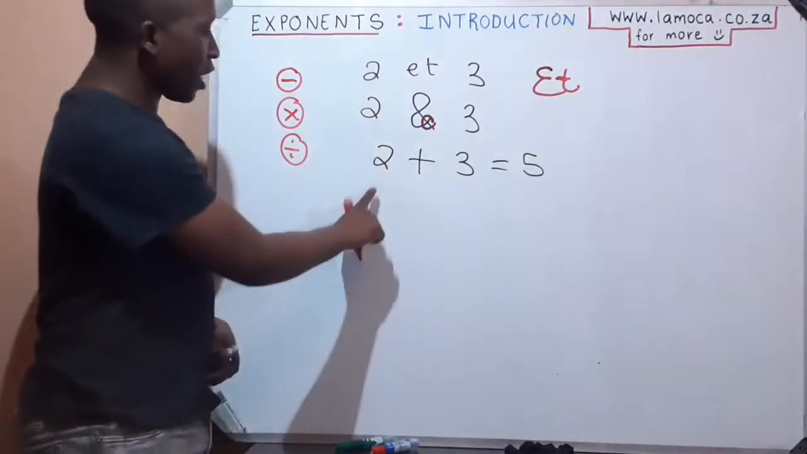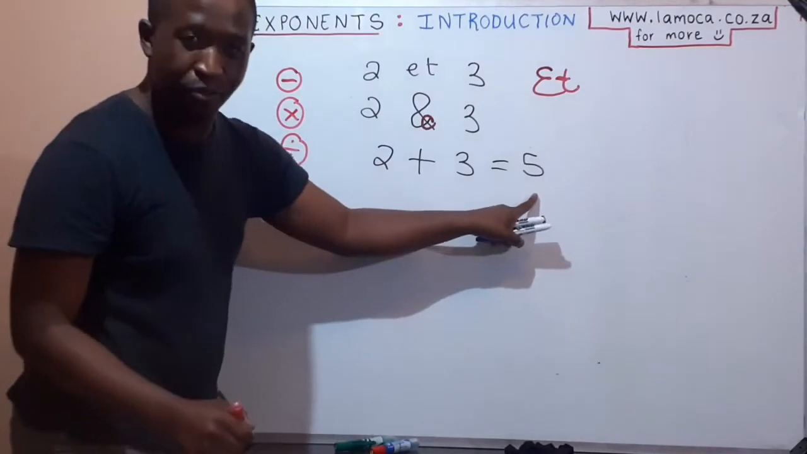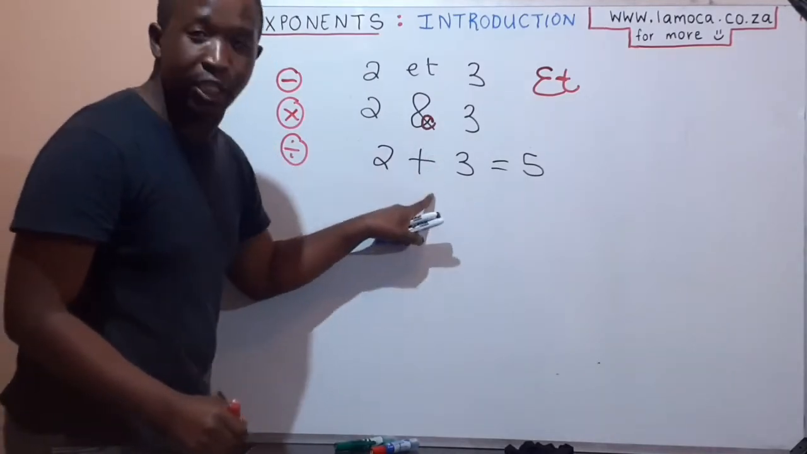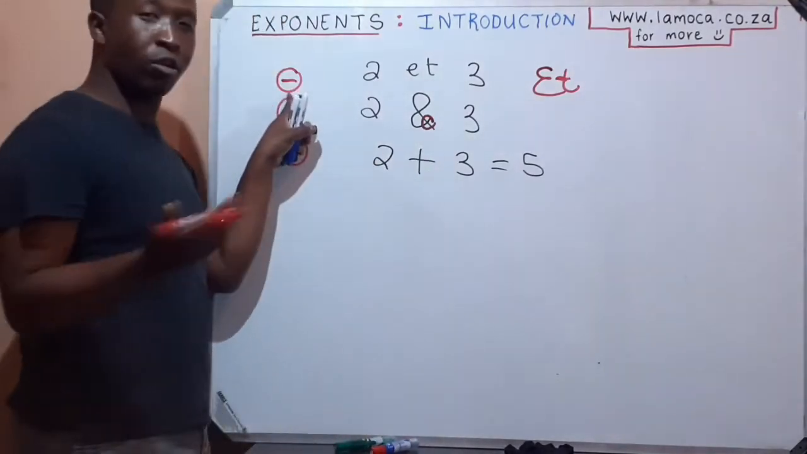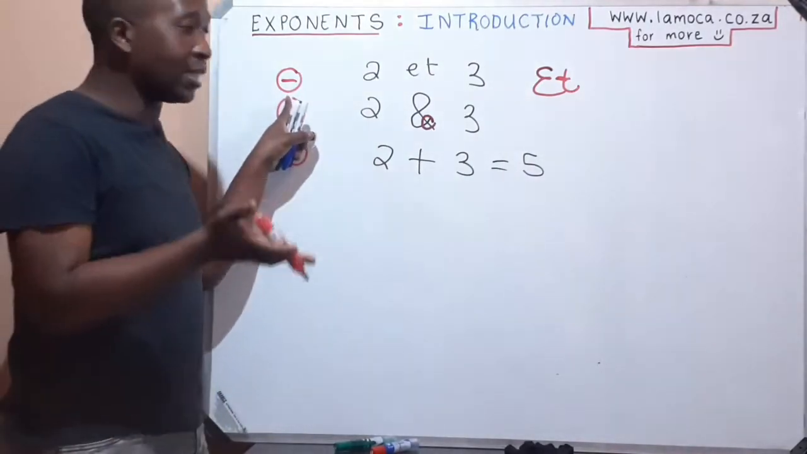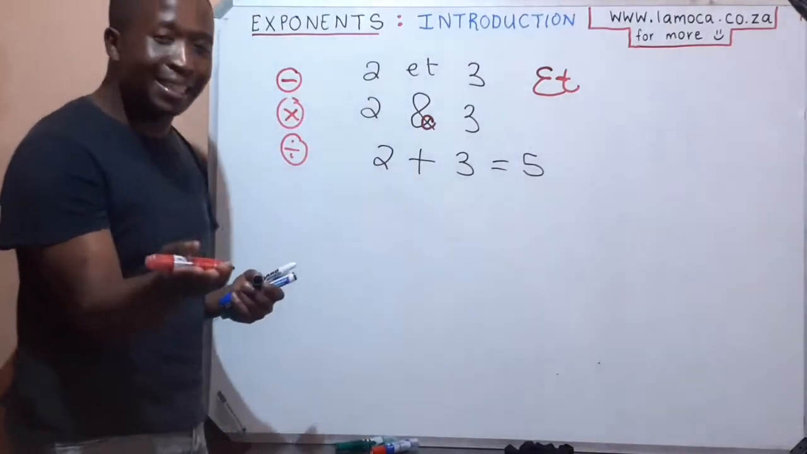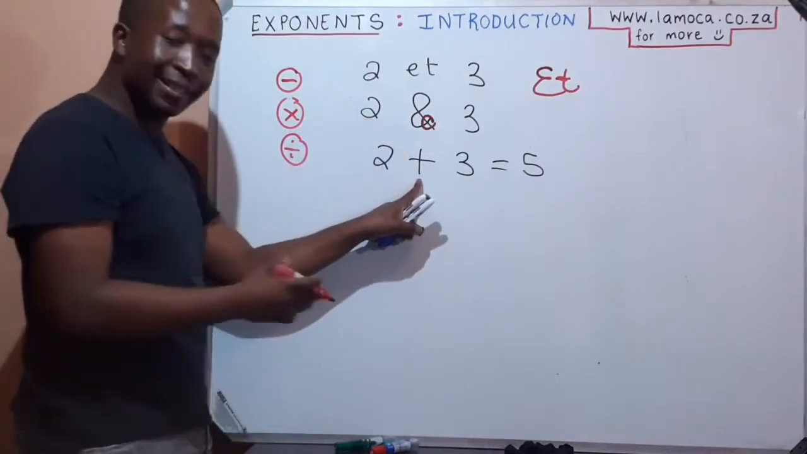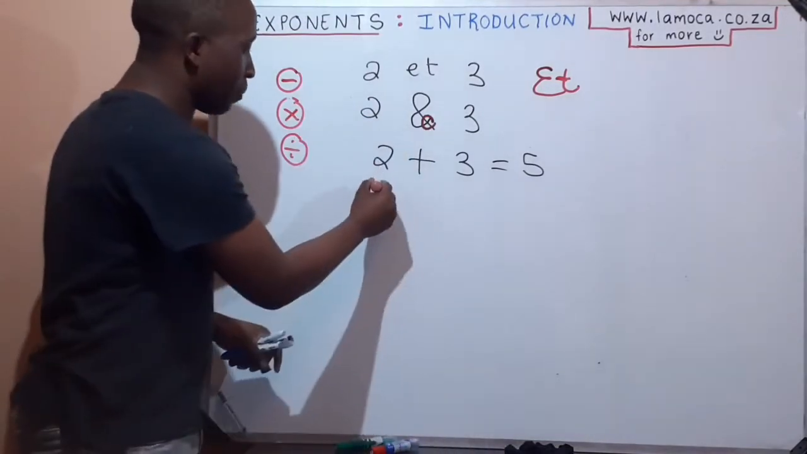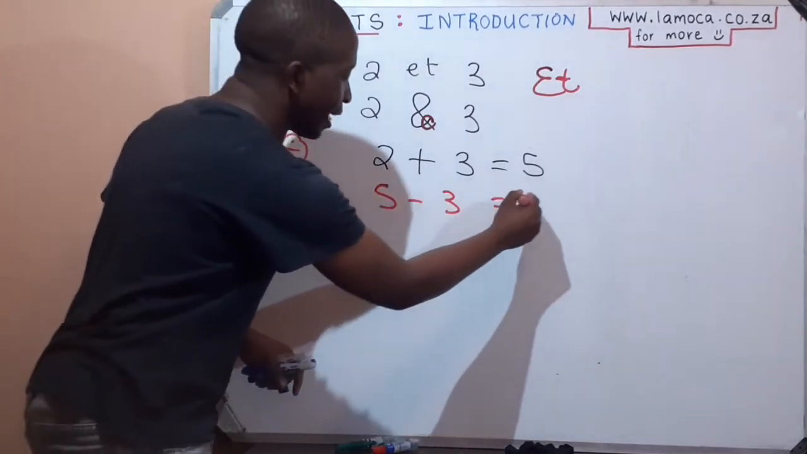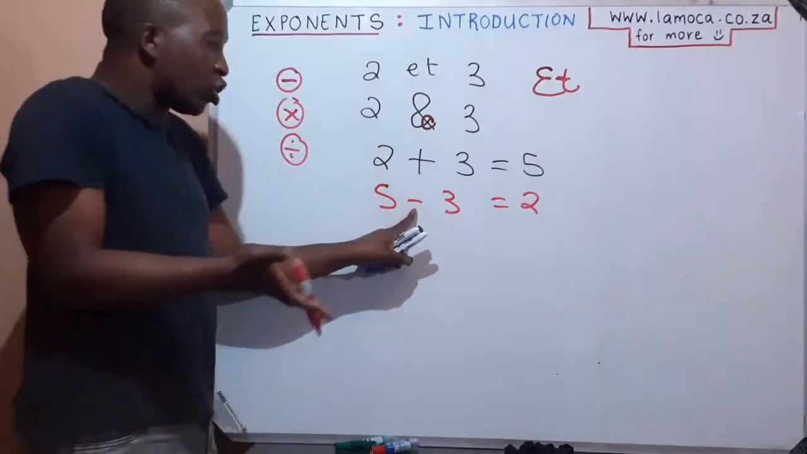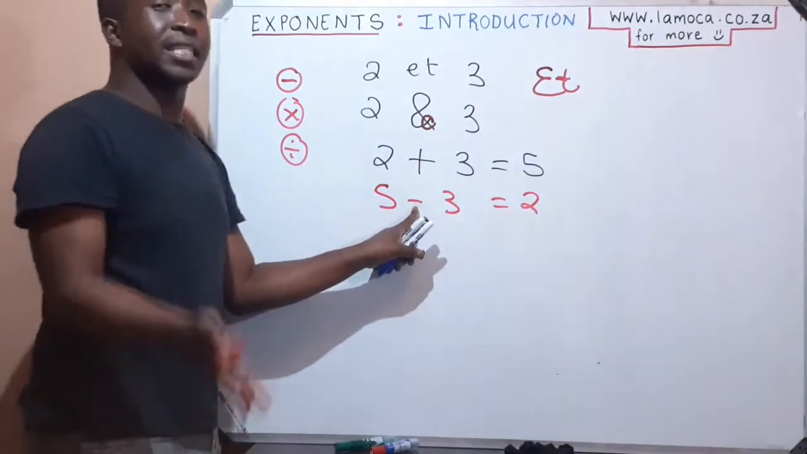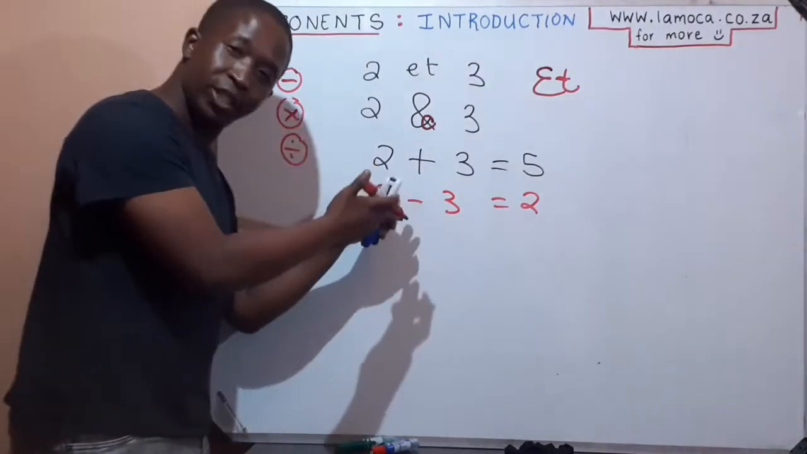For example, if 2 plus 3 is equal to 5, then the reverse process of addition is what we call subtraction. So if you ask me, I can make an argument and say, this sign exists because of that one. It exists to reverse the process of addition. For example, if I say 5 minus 3, the answer is going to be 2. So by definition, we can define subtraction as the reverse process of addition.